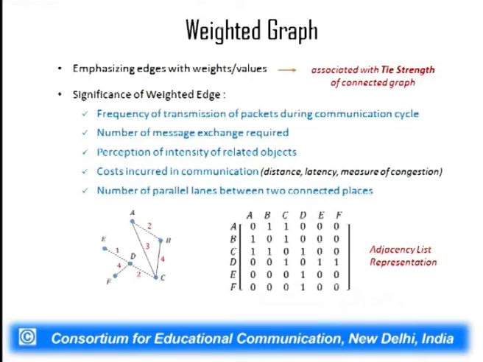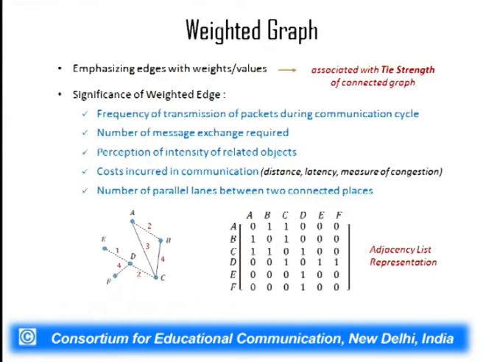Another can be the perception of intensity of a related object. Then, the cost incurred in communication, in the form of maybe distance as a metric, or time delay, which can be latency, or, as we were earlier speaking about, the congestion part, it can be congestion.